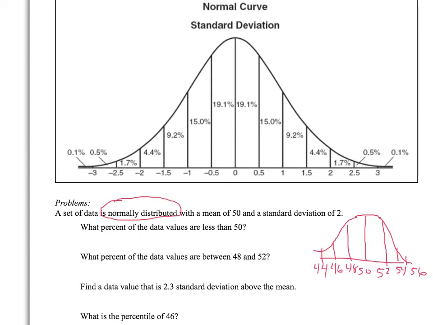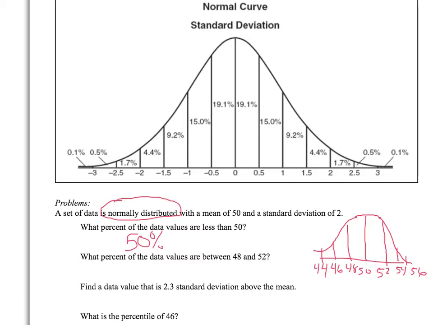I want to find the percent of data values that are less than 50. So I want to find all the percent below the 50 or below the 0 on my reference table. What I do is I add up all of these percentages. So you say 0.1 plus 0.5 plus 1.7 plus 4.4 plus 9.2 plus 15 plus 19.1. When you add them all up, it's 50%.